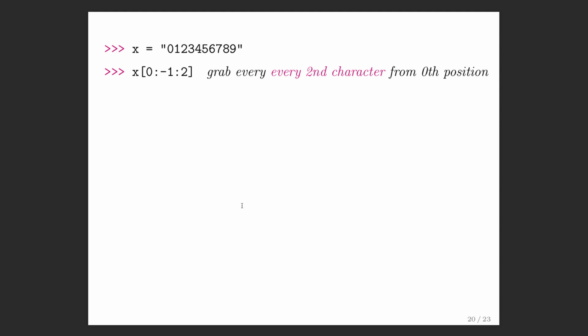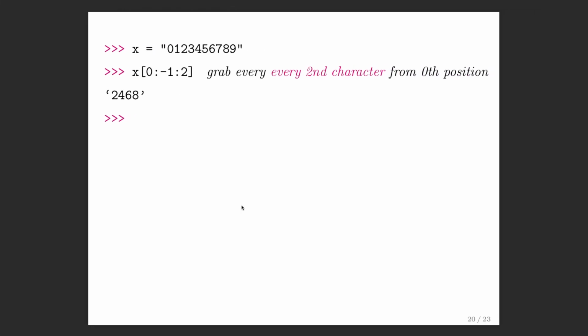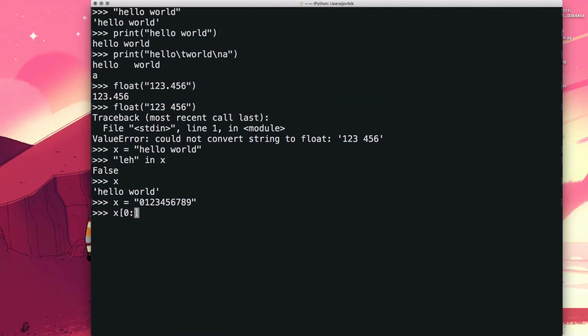So before I print this, I've made a mistake. That should be 0, 2, 4, 6, 8. I'll fix that when I go back to my office. So I can prove it if you want. There's my x. What was I printing? I think I was printing 0, negative 1, 2. 0, 2, 4, 6, 8.